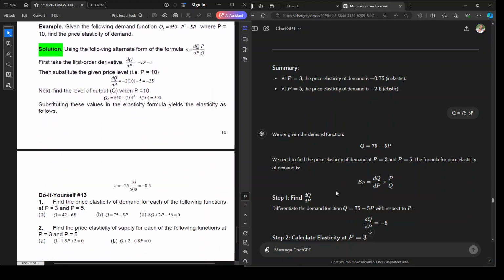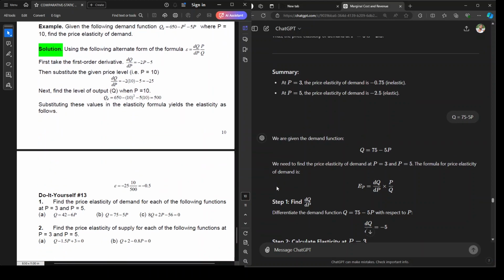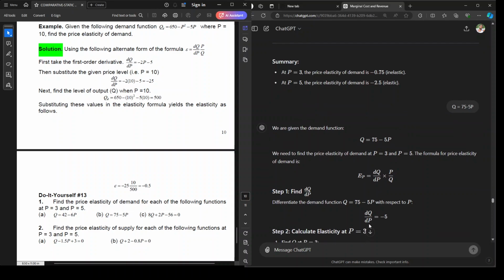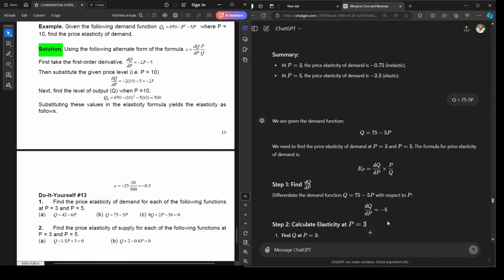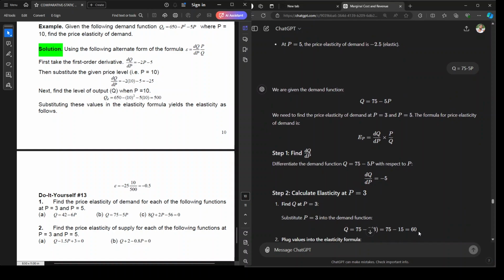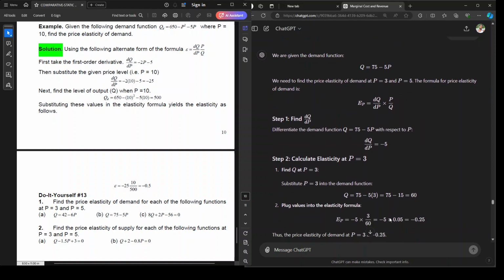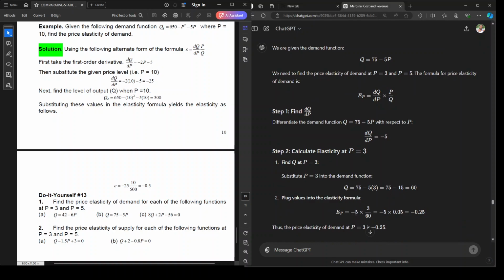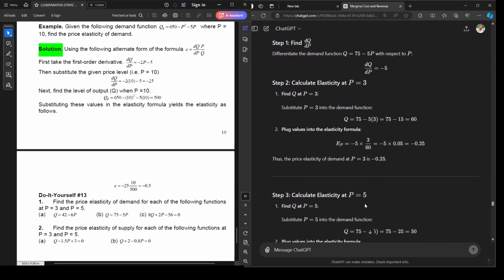So we come to another one and we see, given that Q equals this, find dQ/dP. It is here, get negative 5. We are given P already. Find Q by replacing in this equation the value of P, which is 3. After finding Q, which is 60, just substitute in the equation: dQ/dP, which is negative 5, times P, which is 3, over Q, which is 60. Get that answer. Also test for another value of P, because P is 3 or 5.